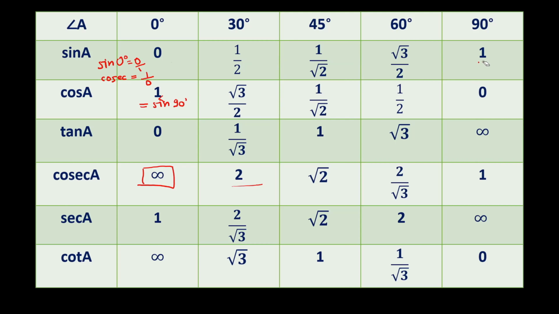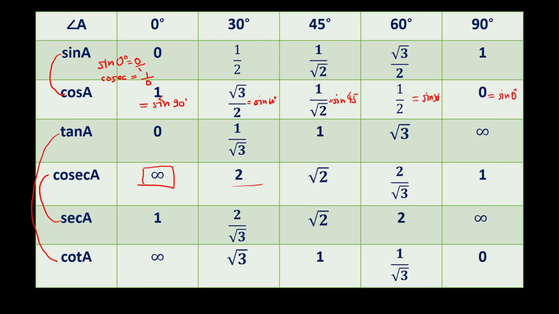Now let me tell you that cos 0 is equal to sin 90, and cos 30 is equal to sin 60, and cos 45 is equal to sin 45, and cos 60 is equal to sin 30, and cos 90 is equal to sin 0. It is valid for sin cos, tan cot, and secant cosec.